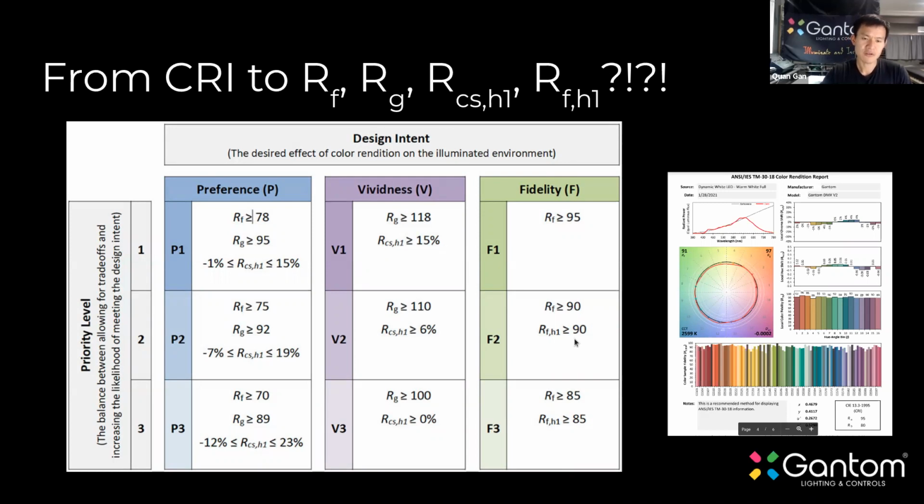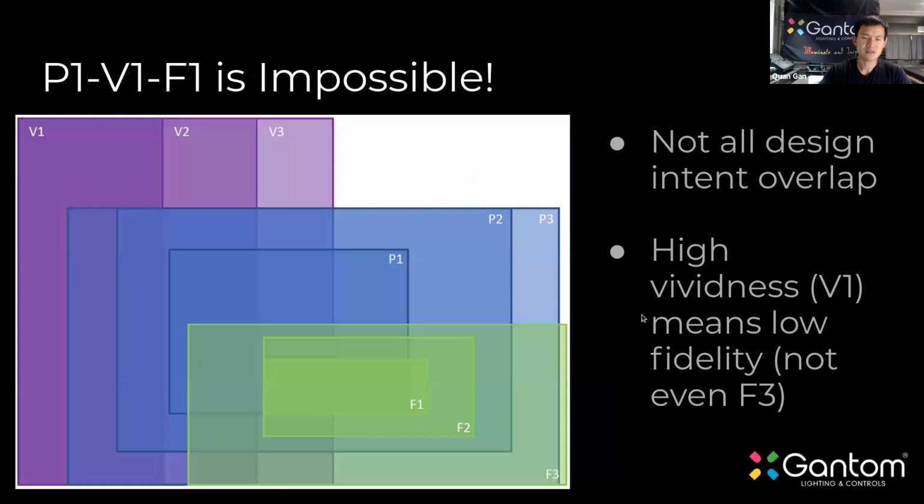Now, it's also important to note, of course, we want the highest priority level of everything. But two things to note. One, it's impossible to achieve all three top priority levels simultaneously. And also, the higher you have your requirements, the lesser available products there are on the market that will match your requirements. Okay, so let's look at what this actually looks like on this quasi Venn diagram.